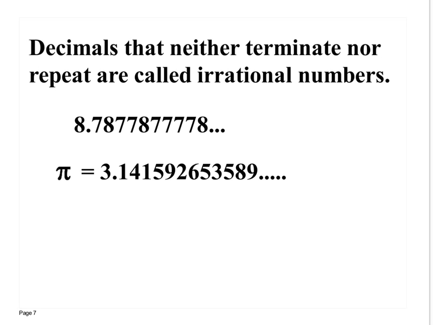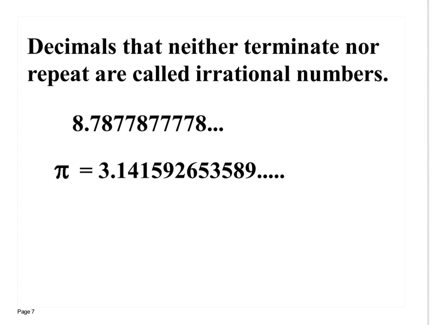Now I do want you to write this down. Decimals that neither terminate nor repeat are called irrational numbers. So decimals that don't end, but they also don't have a clear pattern that you can do mathematically, like on a calculator, are called irrational numbers. They don't apply with the rest of the rules where everything else can be written as a fraction. Since you can't write them as a fraction, they're considered irrational.